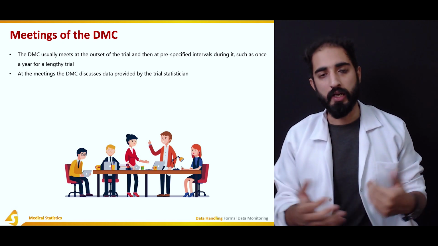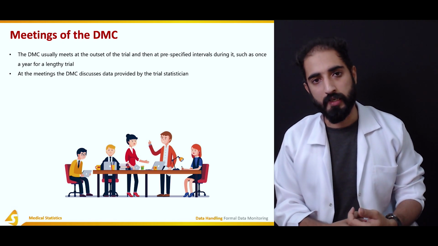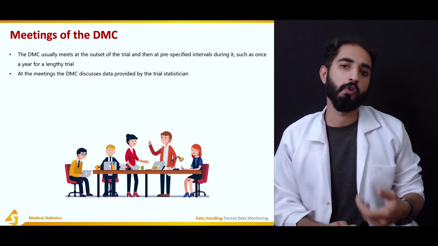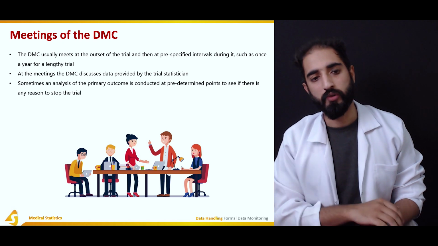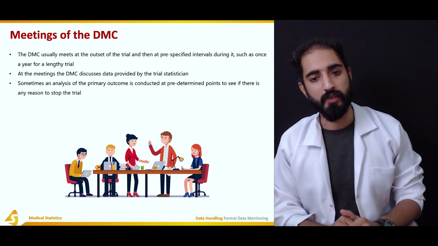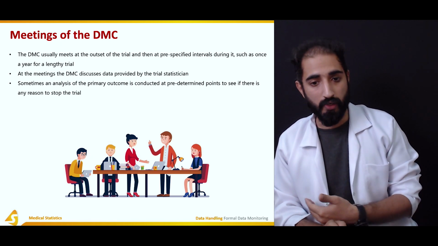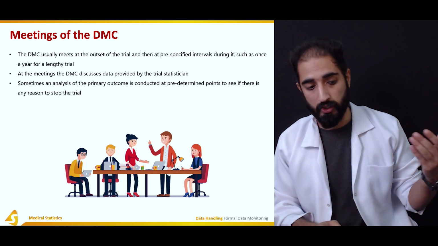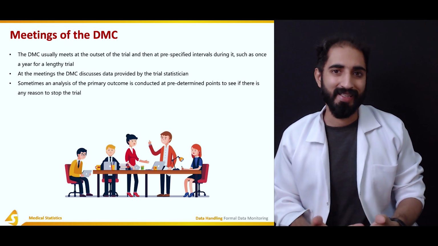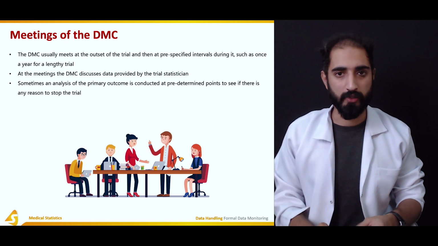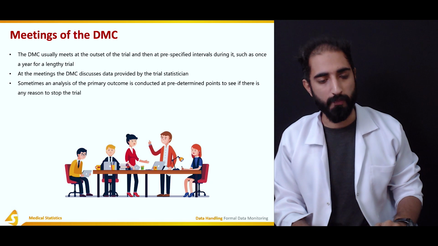At the meetings of the data monitoring committee, they discuss the data which is provided by the trial statistician and by the research team which are actually collecting the data. Sometimes an analysis of the primary outcome is conducted at predetermined points to see if there's any reason to stop the trial. For example, if there is an obvious superiority of the new intervention at the predetermined point on the primary outcome, then there is no need to keep on collecting the data and continue the research process. They can stop the research at that point because the research has made its impact already.